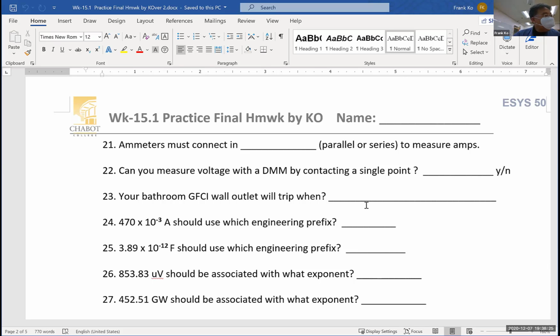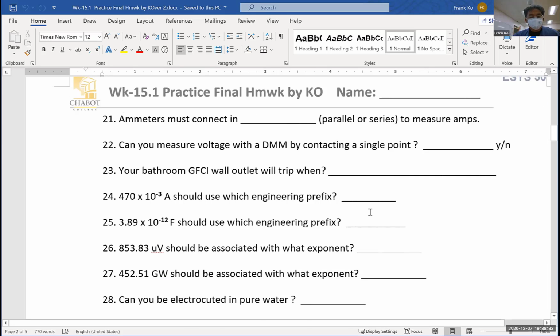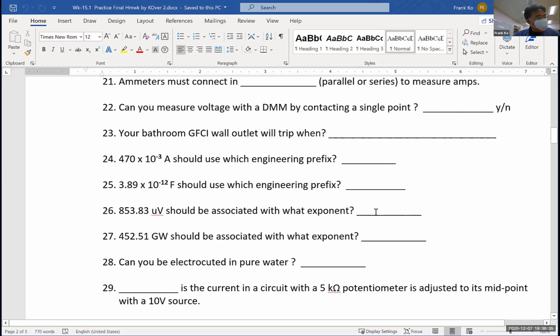27 through 29, that would go to Jacqueline. So 27, what exponent for number 27? 10 to the 9th power would be correct. Good job. And number 28, can you be electrocuted in pure water? Not in pure water, no. That's an insulator. Pure water is, you're safe with pure water.